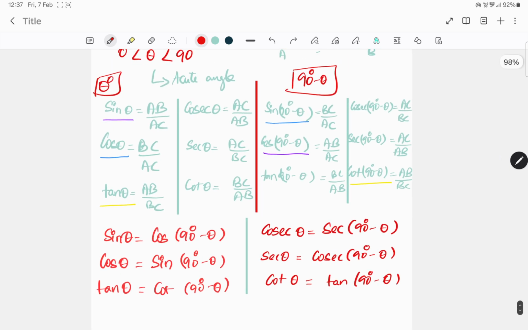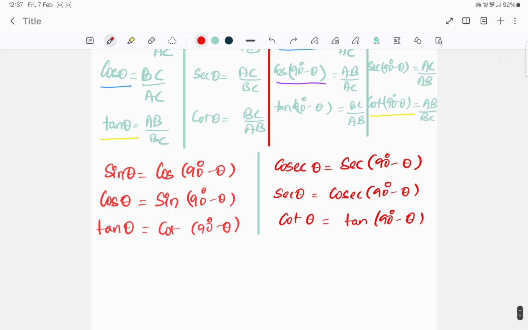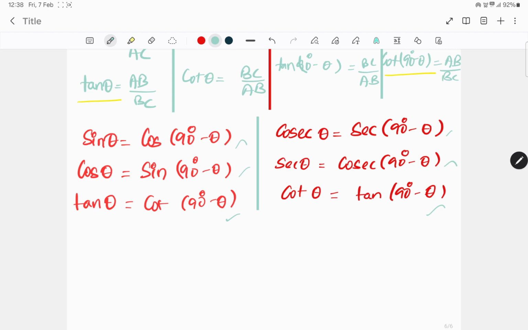From this we have derived the formulas: sin theta is equal to cos 90 degrees minus theta, cos theta equal to sin 90 degrees minus theta, tan theta equal to cot 90 degrees minus theta, and cot theta equal to tan 90 degrees minus theta. Cosecant and secant are in a relation, and secant and cosecant are in a relation. We have now found these formulas. Remember every formula we have taught today, and you should remember them every time.